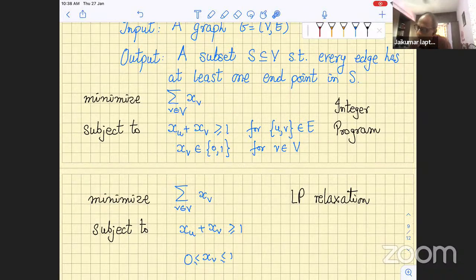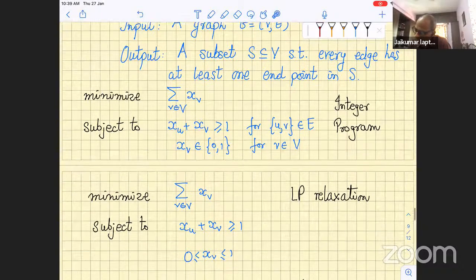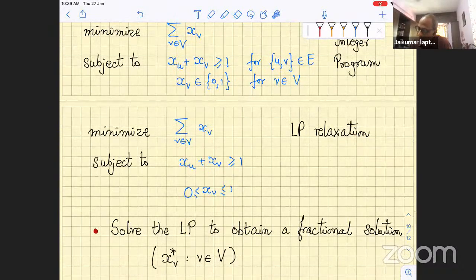Okay. So that is the only constraint, and you can think about it. Once you do this, this integer program exactly captures the minimum vertex cover problem, the minimum number of vertices that touch all edges. Okay, so this is an integer program, and you can relax it. How do you relax it?